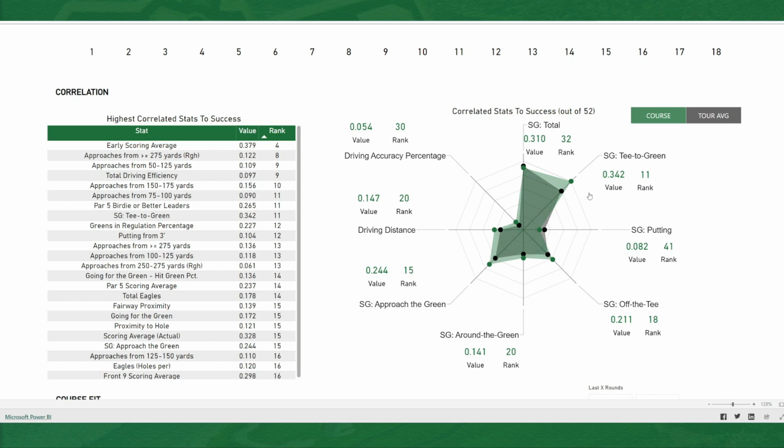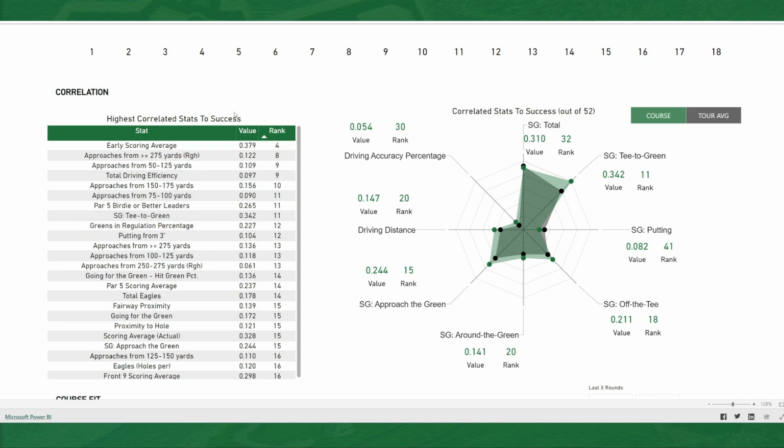The visual is the green shadow being the golf course that you have selected, the black shadow being the tour average for that statistic, which allows you to kind of visualize where each one of these bullets shows you is more valuable or less valuable.